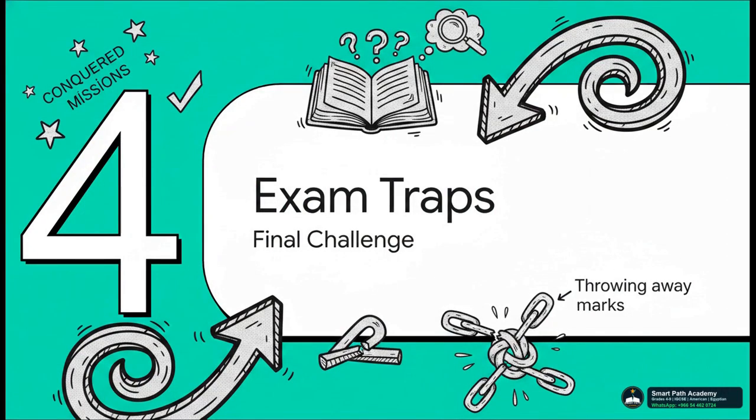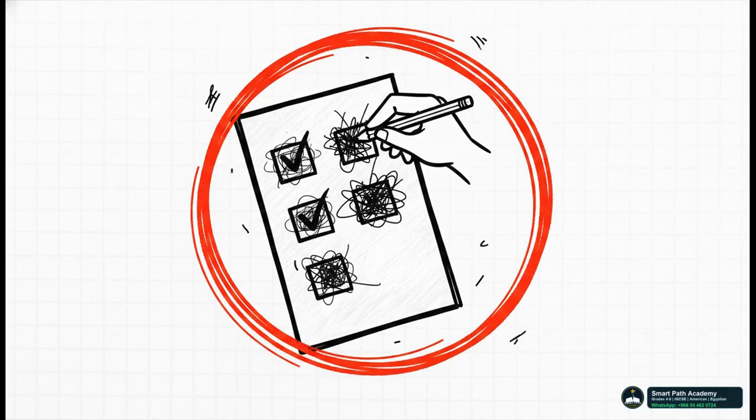Now for our last section, Part 4, Exam Traps and Final Challenge. You've conquered the missions, but before you sit down for your actual exam, you absolutely must know how to avoid the two biggest traps that cause well-prepared students to just throw away marks. The first trap is what teachers call TM, too many boxes ticked. If the question explicitly asks you to tick 2 boxes and you get nervous and tick 3, well, Cambridge mark schemes are entirely ruthless. They will give you 0 marks. It literally does not matter if 2 of the boxes you ticked were actually correct. 0 marks. So, always follow the instructions exactly.